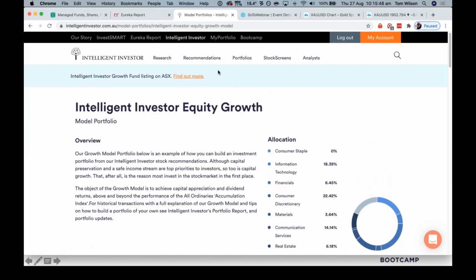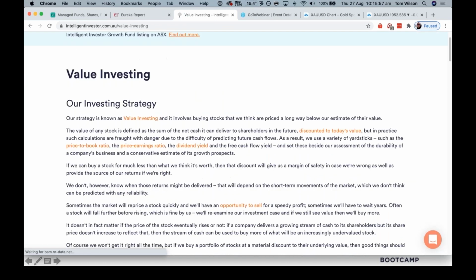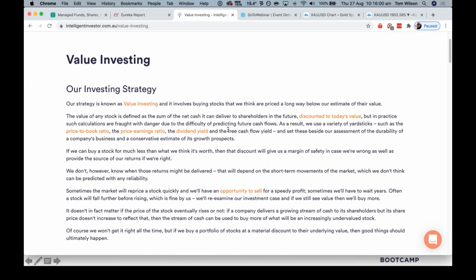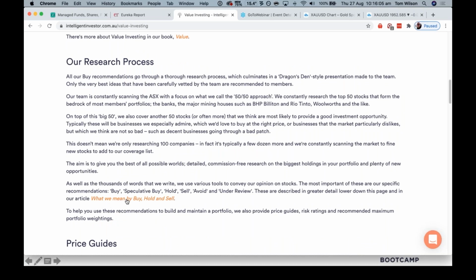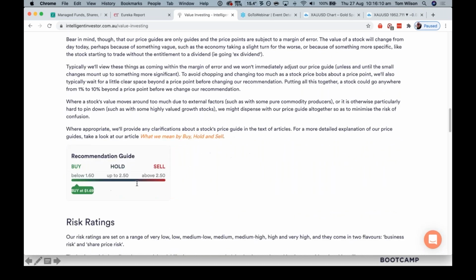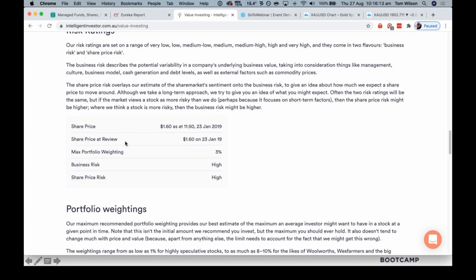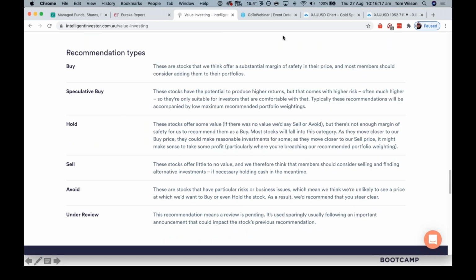We'll probably touch base on this a little bit further, but if you go up to recommendations, they actually have a really good explainer on value investing. It tells you what value investing is, but also what their research process is, and what they mean by buy, sell, hold, spec buy and under review. Plus they explain the pricing guides and the risk ratings as well. And here are the recommendation types.